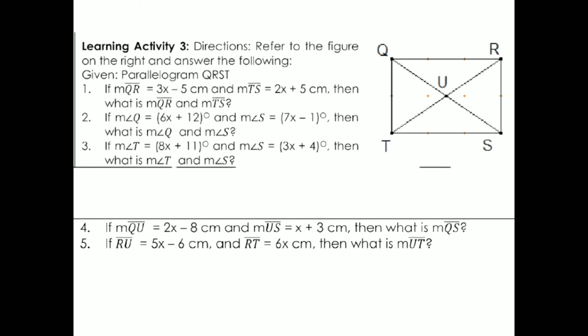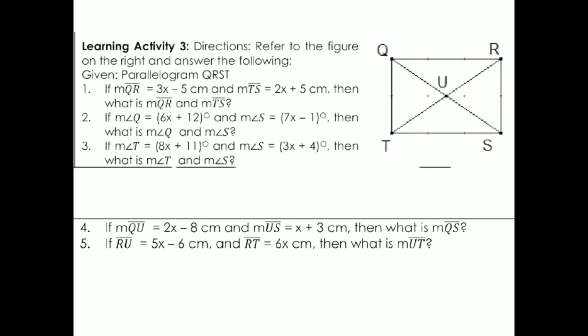Number 2 naman, angle Q is equal to 6x plus 12 degrees. And then angle S is equivalent to 7x minus 1. Then what is the value of angle Q and angle S? Since Q and S are opposite, so sila ay equal. Equate ulit natin into equal. 6x plus 12 degrees is equal to 7x minus 1 degree. To find the value of the variable. So may equate natin, makukuha natin yung value ng variable which is equal to 13.